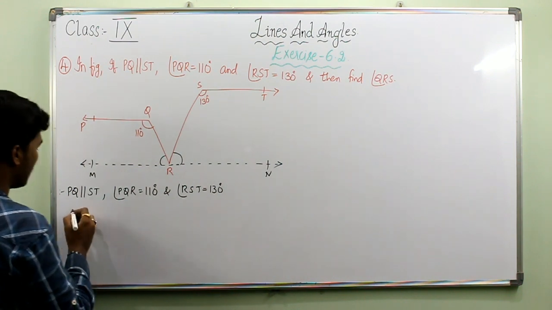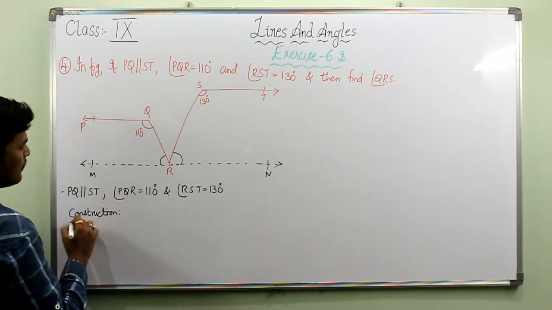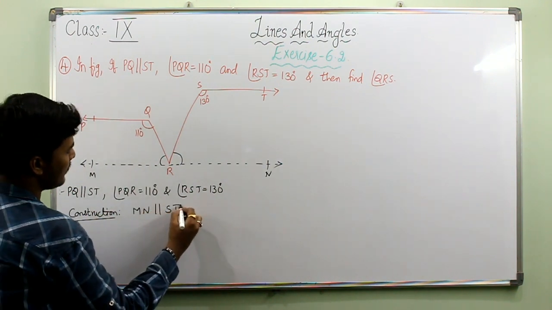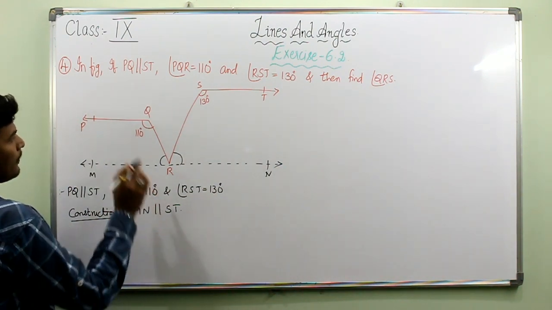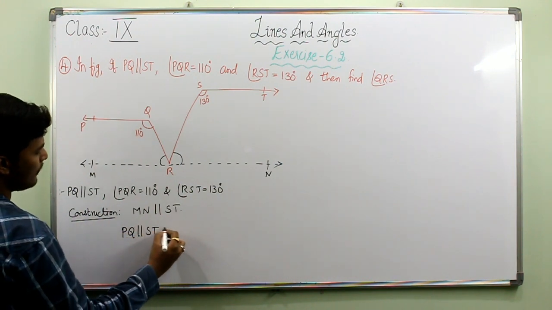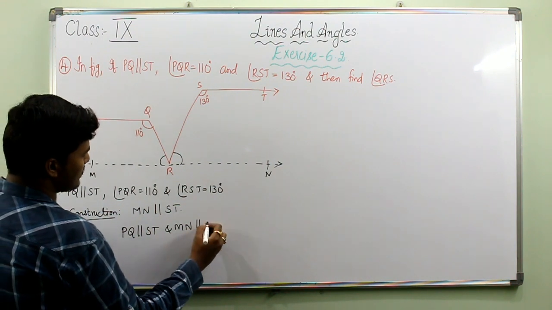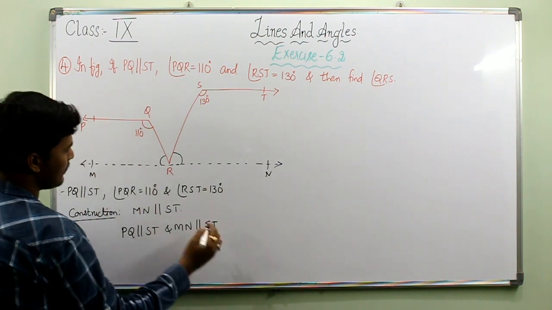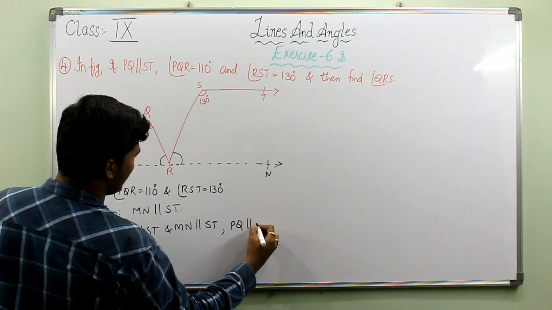Now what we will do is the construction. We are drawing MN which is parallel to ST. If you see this, we have PQ parallel to ST and MN is also parallel to ST. So from this, automatically PQ also becomes parallel to MN.